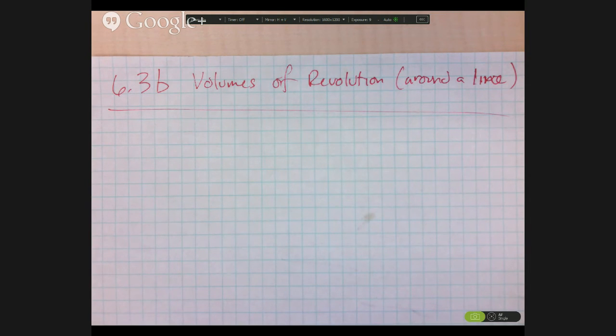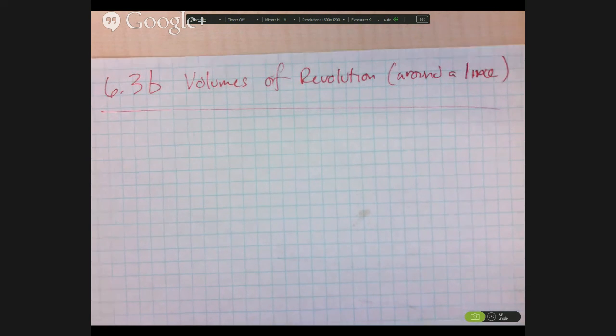Okay, so let's see, what was it, 2 days ago that we studied revolving around the x-axis. Today we're going to revolve around any horizontal axis, right? So like the line y equals 2. The best thing I know is just to show you examples and go from there. All you have to do is add or subtract. It's pretty basic.